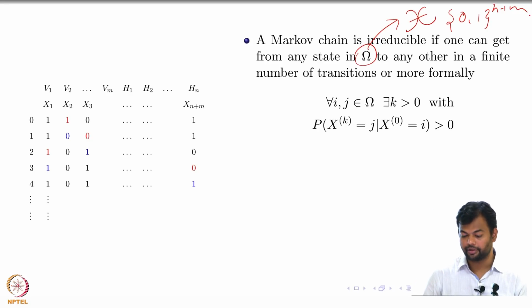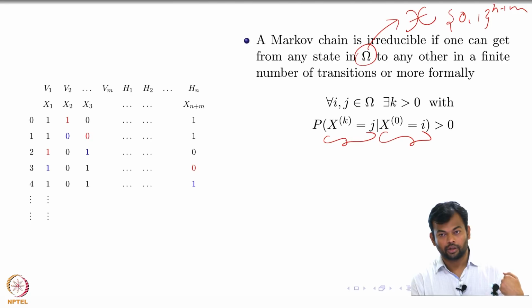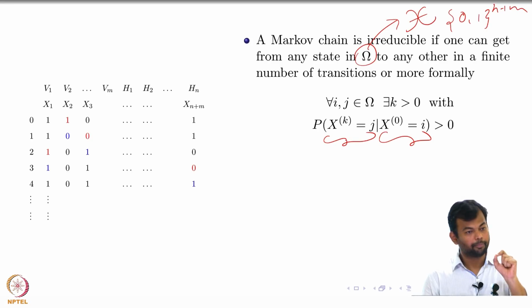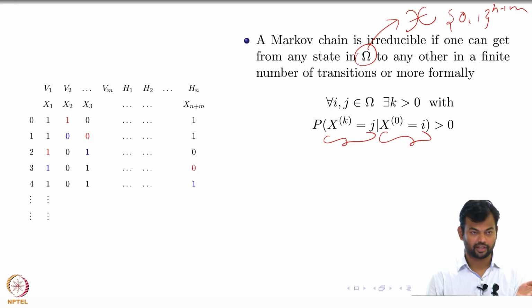So you have 2 raised to n plus m possibilities for this, and you have 2 raised to n plus m possibilities for this. What I'm saying is that if I want to reach from any state to any other state, then there exists a value k such that after that many steps, there will be some probability that I'm going to be able to reach this other state.